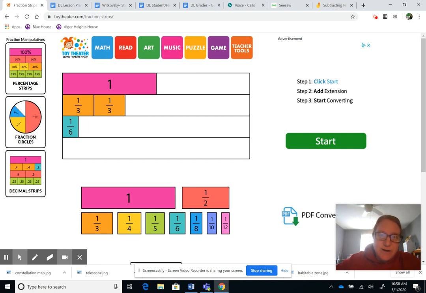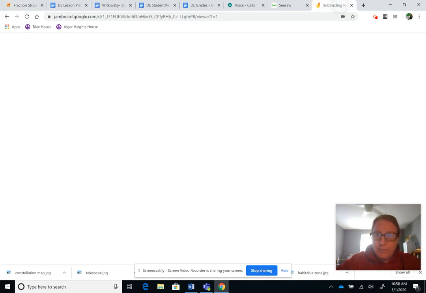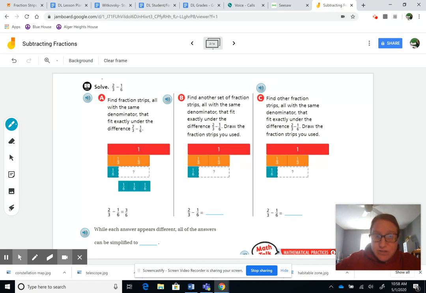So I already have it set up for the first problem that we have, and I'm going to go step by step, and I'm going to bounce back and forth between each website. So here it says solve 2/3 minus 1/6. Find fraction strips all with the same denominator that fit exactly under the difference, 2/3 minus 1/6. And you can see that they started with 6.